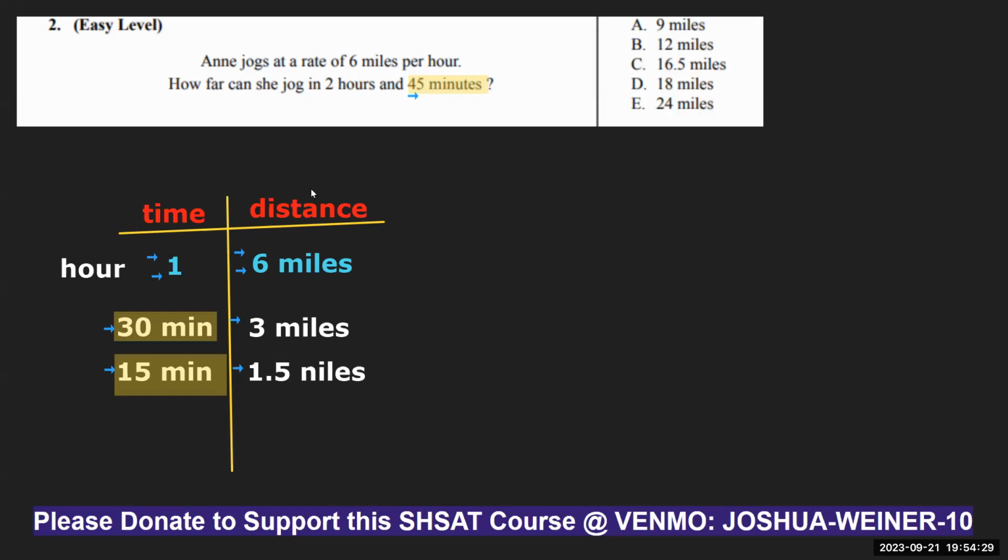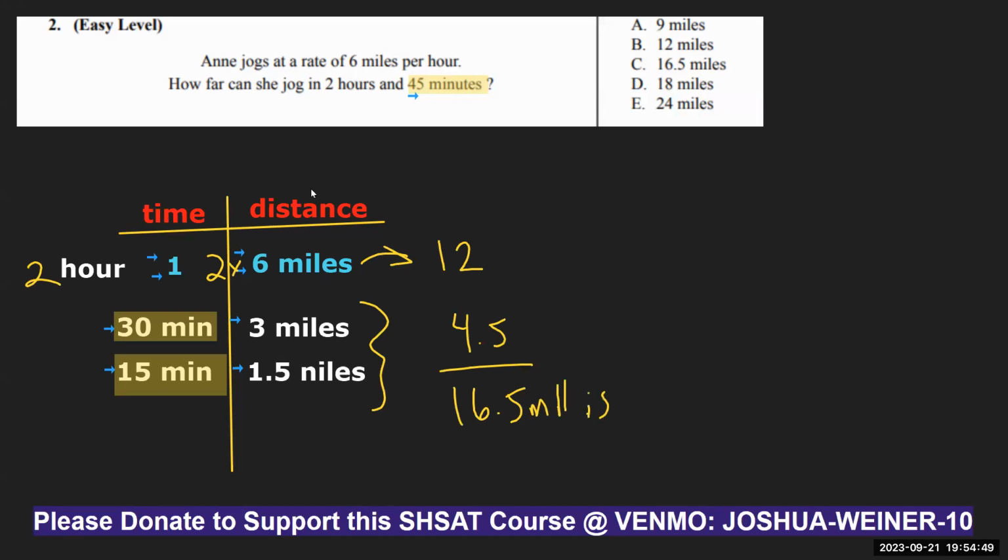So in other words, what we'll have is 12 miles for the 2 hours. This will do 2 times 6. And then these together are another 4.5 miles for those 45 minutes, for a total of 16.5 miles. So here I just used a clipboard and used the rows for the unit rate, half and quarter of an hour, and then calculated the correct answer, C, 16.5 miles, and could jog at that pace.